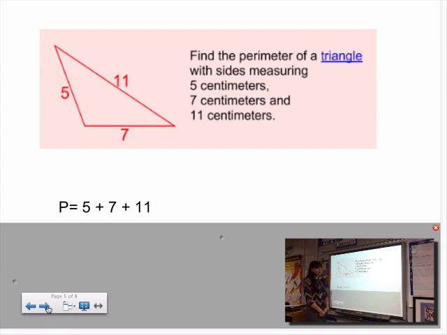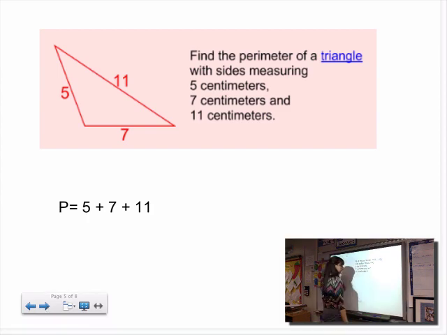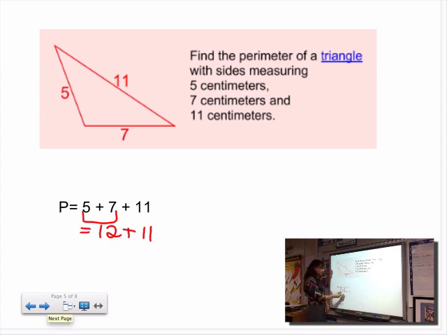This is another triangle example, but this triangle has distances of 5 centimeters, 7 centimeters, and 11 centimeters. Like always, we know that perimeter is the total distance around the outside of the object, so we can find it by adding 5 plus 7 plus 11. You might want to chunk 5 plus 7 equals 12, so that you're left with a more simple mental math problem of 12 plus 11. 12 plus 11, we know, equals 23. So we would say that the perimeter of this triangle equals 23 centimeters.